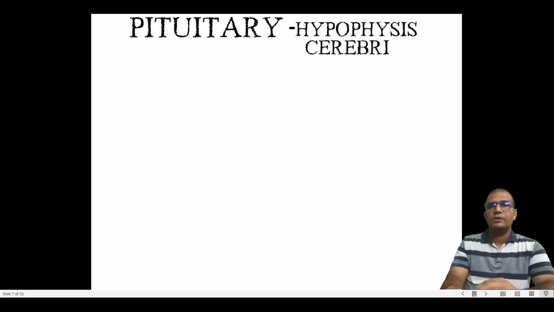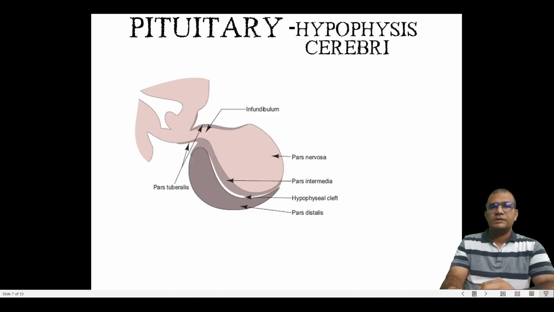We will not go into the detail of the gross anatomy because we have to keep the topic short and sweet. So this is the diagram you already know of the gross anatomy of the pituitary gland. It has the pars anterior, the pars posterior, and in between there is the pars intermedia, and it is attached to the base of the brain and is in continuation with the hypothalamus.